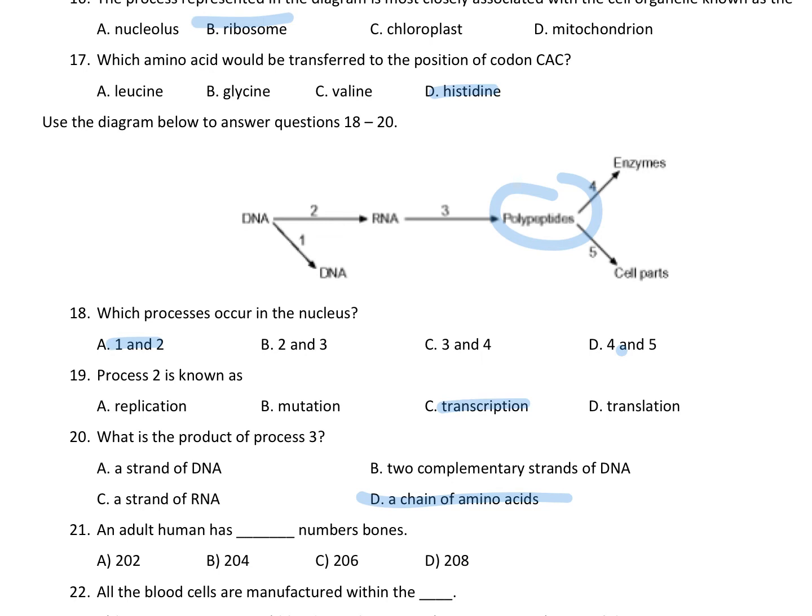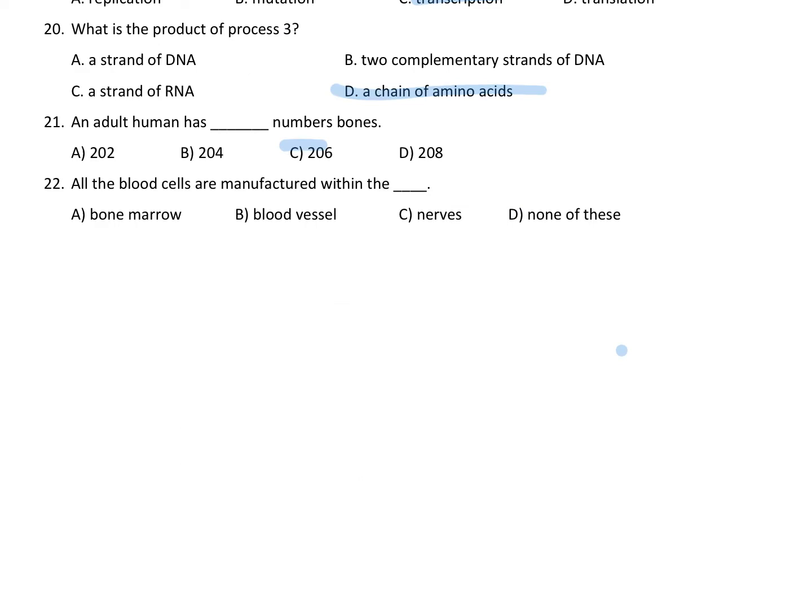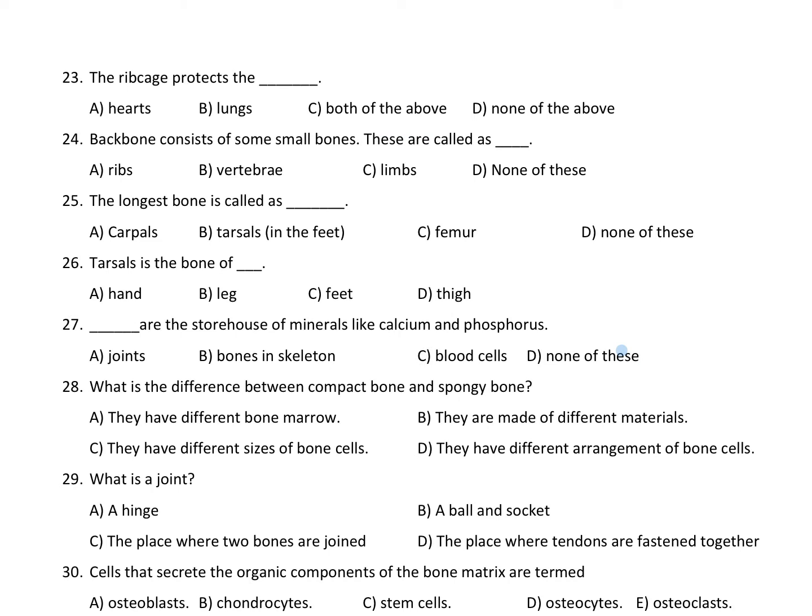All right, in adults, this throwback to the quiz yesterday, 206 bones, and all the blood cells are manufactured in the bone marrow. All right, so the rib cage protects both the heart and lungs. Let's remember our key functions here of the skeletal system. Backbone consists of some small bones. They are called the vertebrae. Longest bones are going to be your femur. Tarsals are bones found in the feet. Remember, the carpals are going to be up in the hands.